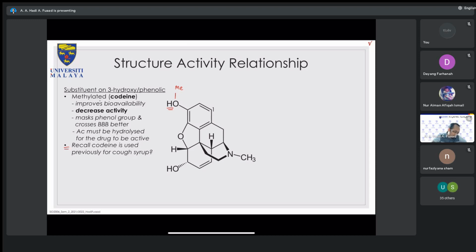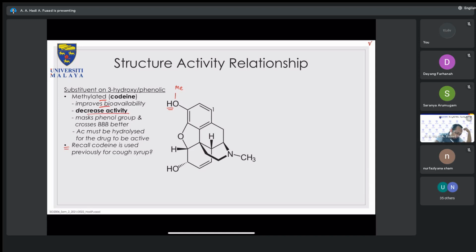Okay, so methylated, it improves bioavailability, meaning that there will be more of this particular structure in your brain. Okay, so when you're talking about bioavailability for morphine, you are specifically looking at the central nervous system, so the brain and your stem, not stem cell, brain stem.